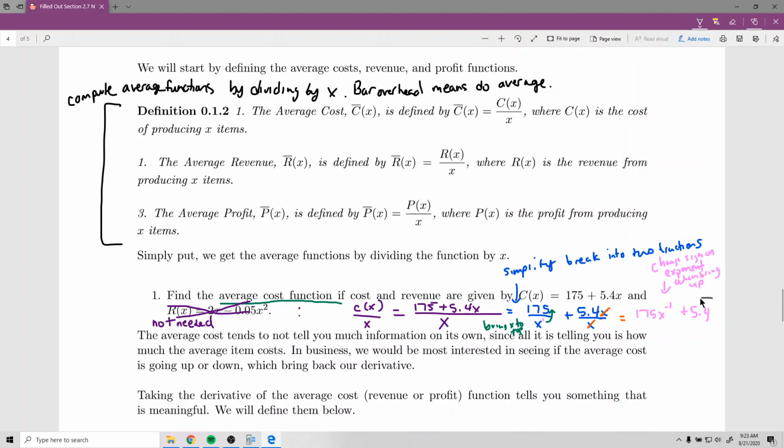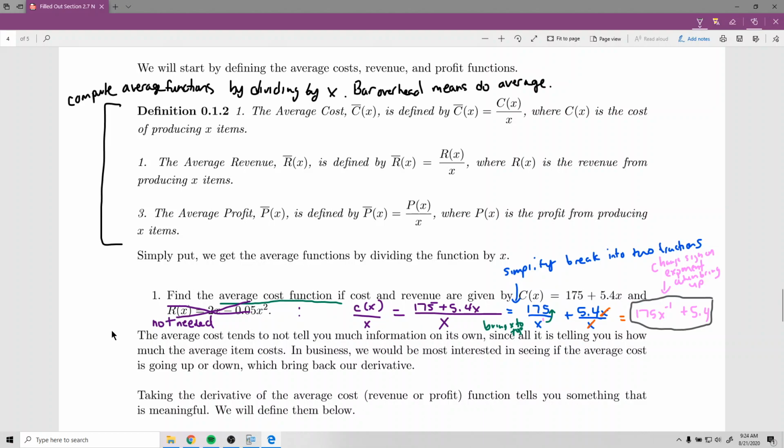All right, so this is the absolutely simplified average cost function. Like I said, this over here isn't wrong, but when we get to the next section, if we want to do the derivative of this, you have to have it written like this. Otherwise, you can't do it yet.